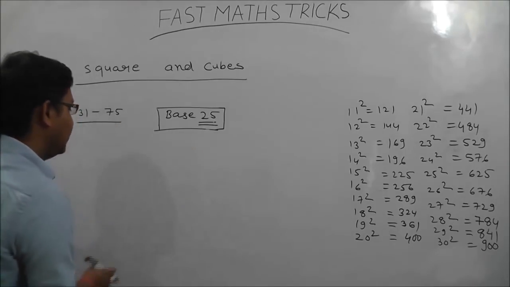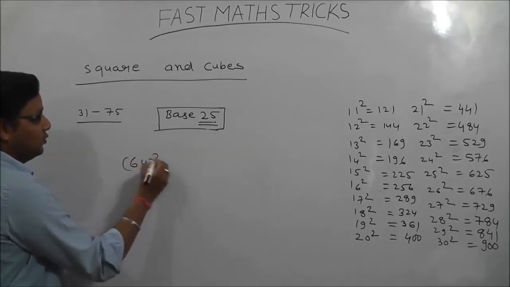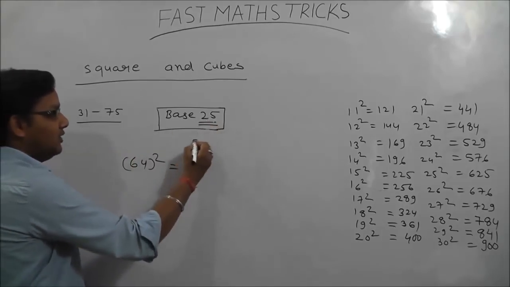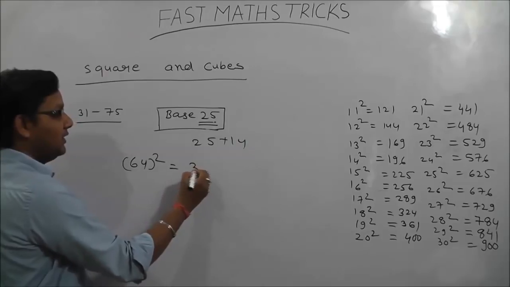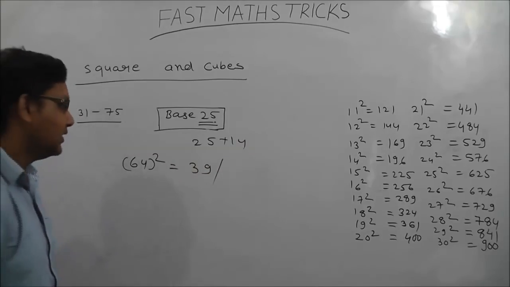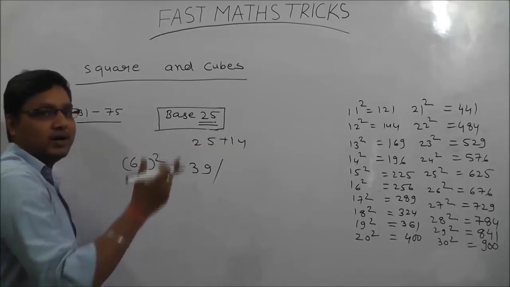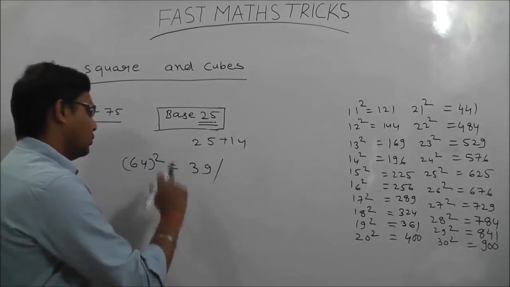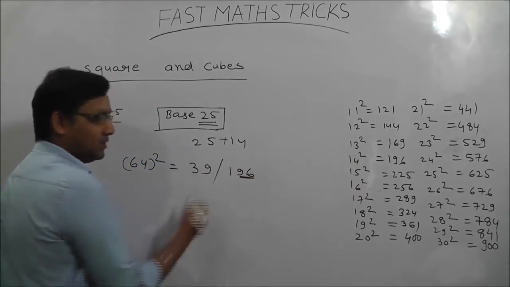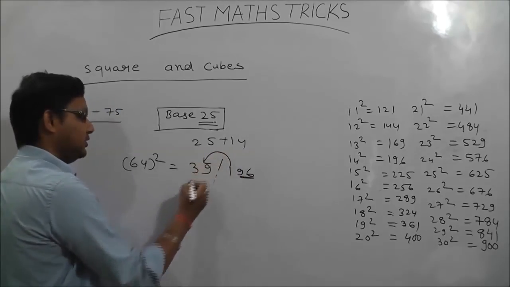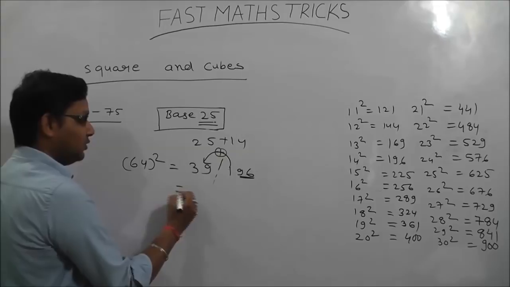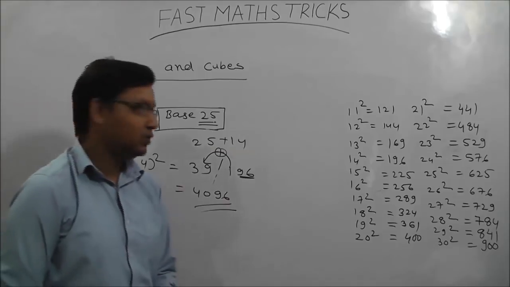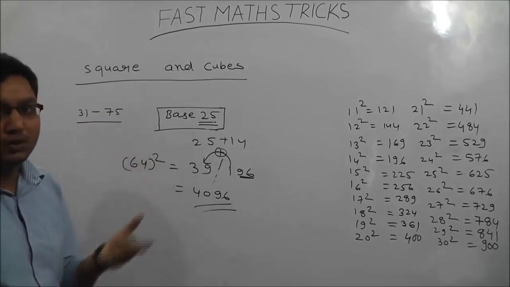Let us take one more example, 64 square. How much more than 50 is it? It is 14 more than 50. So add 25 with 14. How much do you get? 39. So 39 will be your first part, and the second part will be 14 square, and 14 square is 196. We have to take 2 digits in the second part, so the 1 will be added to the first part. So it will become 40, and the second part is 96. So 4096. In this way we can find the squares from 31 to 75.